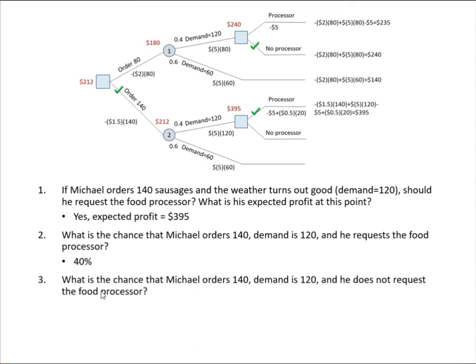Next question. What is the chance that he orders 140, demand is 120, and he does not request the food processor? That means what is the chance that he will go here and end up here? First of all, we notice that if he ever ends up in this situation, he should always call the food processor. So there's no chance he would choose not to call the food processor. His chance of coming here and then here is 0 because he would never choose this branch given that he's here. So it's simply 0.